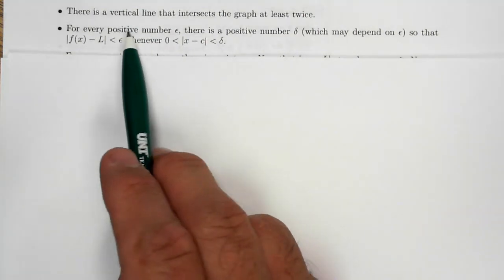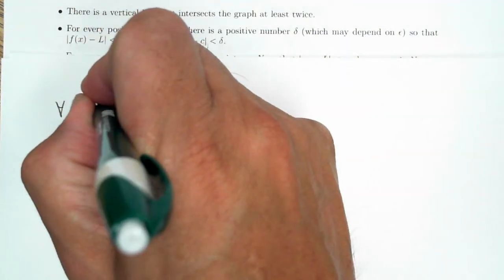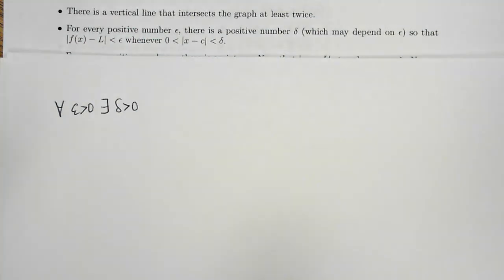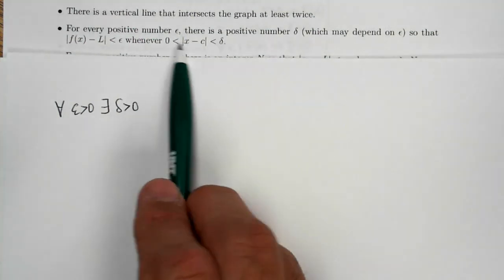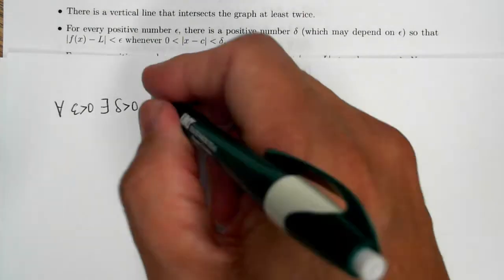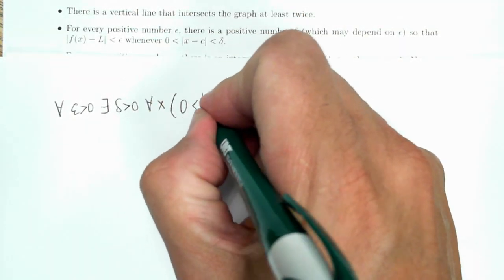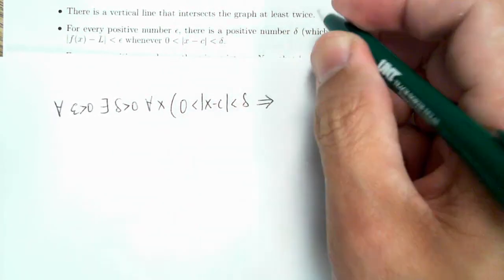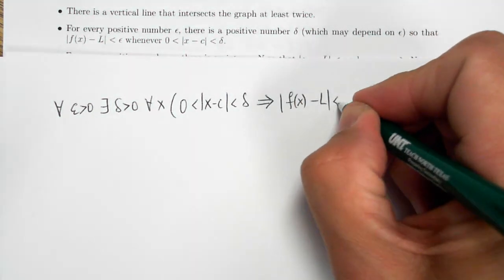2 of them are explicit. For every epsilon greater than 0, there exists another number, delta greater than 0, which may depend on epsilon, such that for every x that satisfies this inequality here, if it satisfies that inequality, then |f(x) - L| < epsilon.